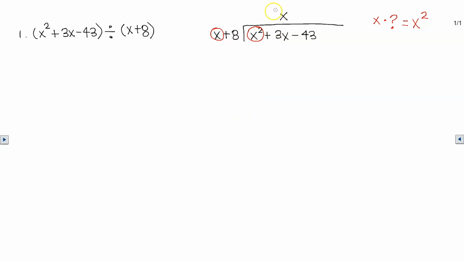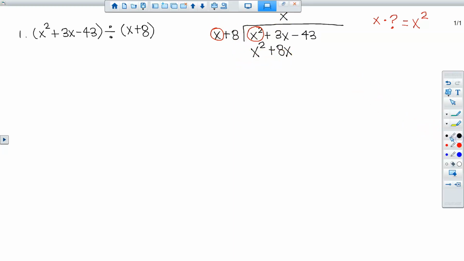All right, now, once we put this up here, the next step is to multiply this x by x plus 8. So we're going to do x times x, which is x squared. We put that underneath x squared. And then we also do x times positive 8. That's a positive 8x, and we'll put that right here underneath the 3x. So x goes into x squared x times. We put that up top, and then we do x times x plus 8 to get x squared plus 8x down here at the bottom.